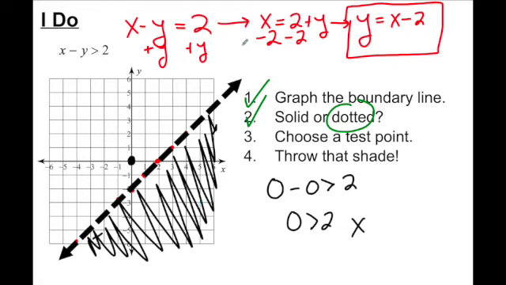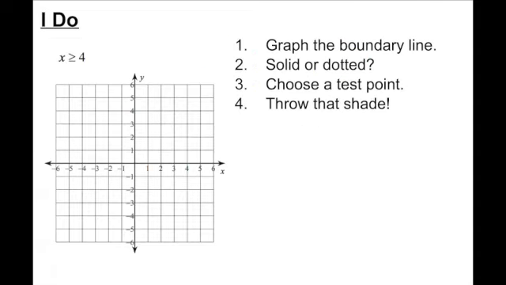Okay, so again, we convert to slope-intercept from standard. We graph and make it dotted because it's not or equal. We choose 0, 0. We find that it makes it false, and we put in the shade. All right, I'm going to do a couple of ones that involve special types of lines. So this is a special case where x is greater than or equal to 4.